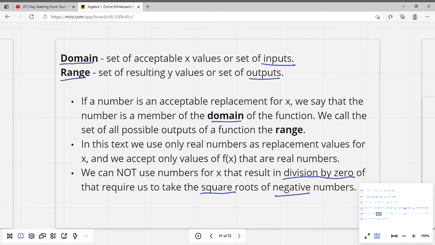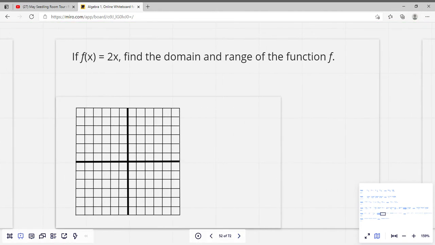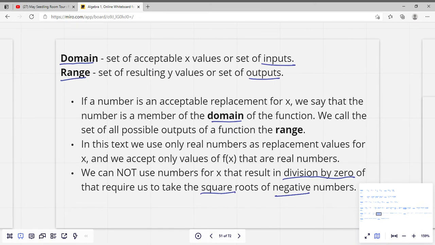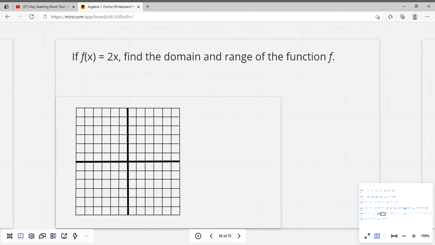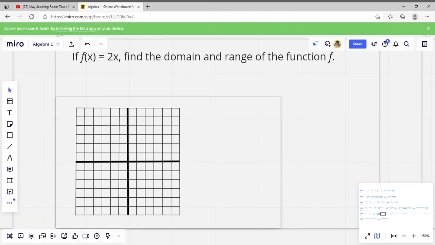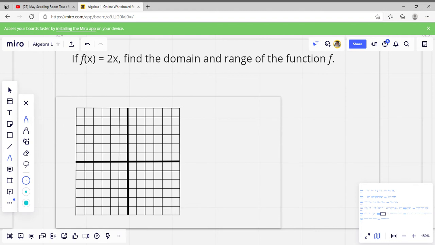All right, let's see what some problems that pertain to this look like. If f of x equals 2x, find the domain and range of the function f. Okay, so the domain is going to be anything that we can. Remember, domain is the input values. Domain is your input. So what numbers can x be? Well, pretty much any real number.